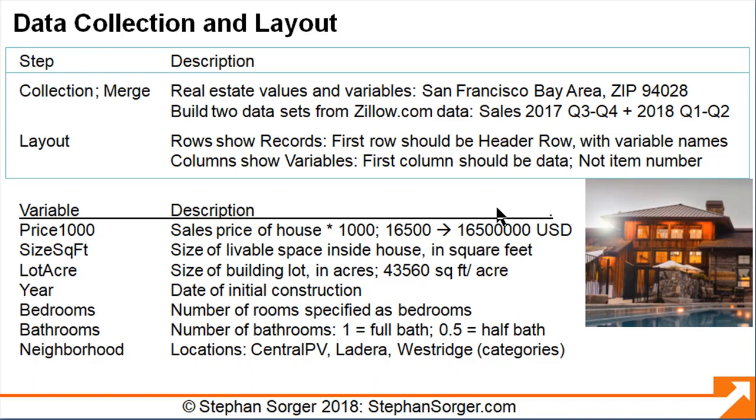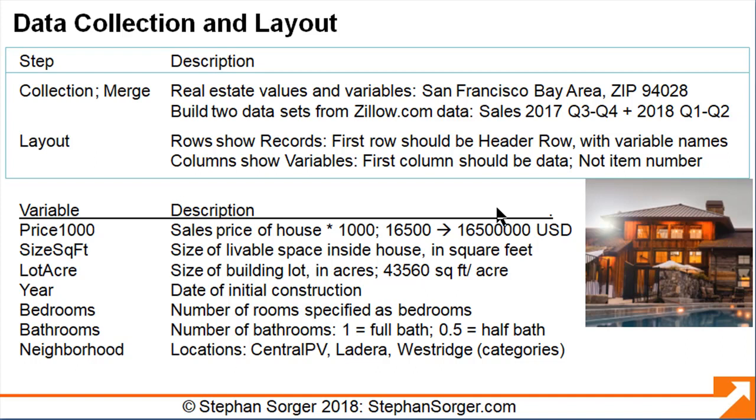In our case, our real estate data has several variables. The first variable is price 1,000, which is defined as the sales price of the house multiplied by $1,000. The second variable is size square feet, or the size of the livable space in the house in square feet. The third variable shows the size of the building lot in acres. The fourth variable indicates the year the home was built. The fifth variable shows the number of bedrooms.